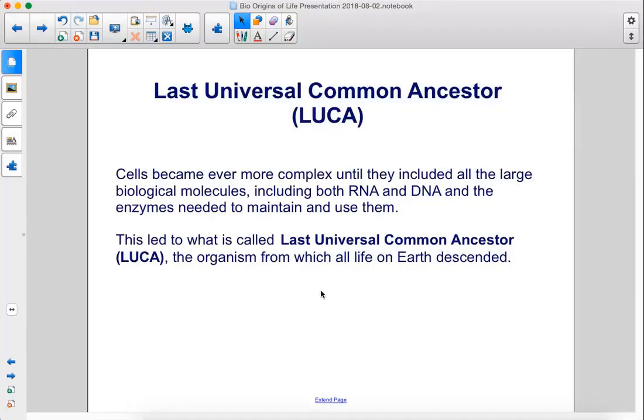Cells became ever more complex until they included all the large biological molecules, including both RNA and DNA, and the enzymes needed to maintain and use them. This led to what is called the last universal common ancestor, LUCA, the organism from which all life on Earth descended.